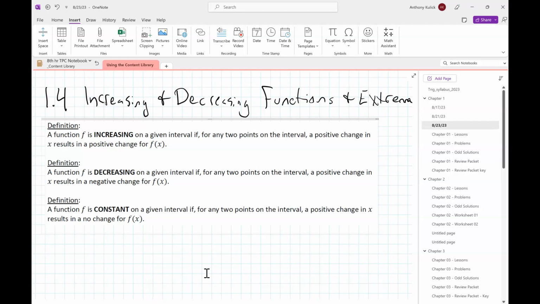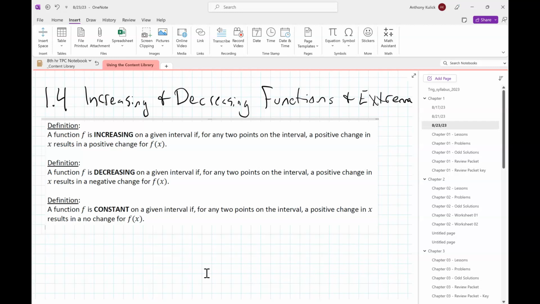But we read this and you say, Mr. Kulik, what in the world does that mean? So this is the way you'd want to think about it. You want to imagine you have a little tiny man, and that little tiny man is walking along the curve of your graph, moving from left to right. The part of the graph that he's walking on that goes uphill is increasing. The part where he's walking downhill is decreasing. And the part of the graph that he walks on that's flat is constant.